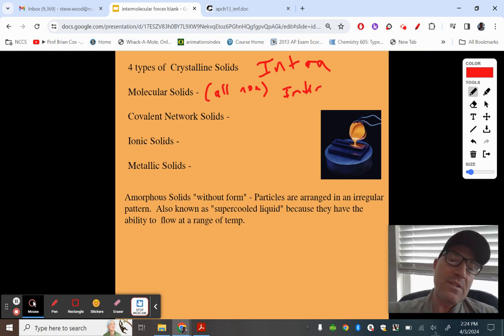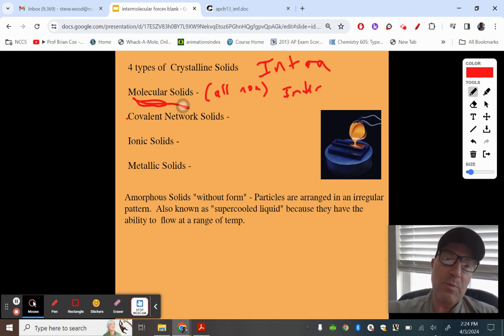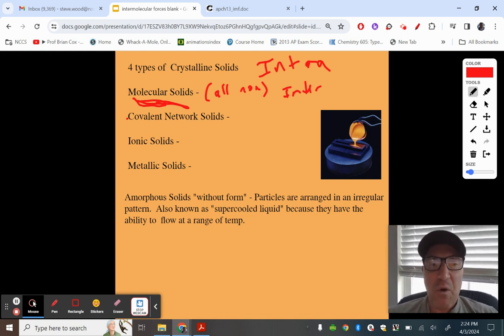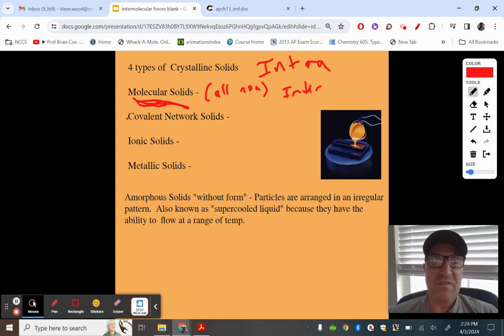And then these three solids, and usually these, this is super weak. So molecular solids are like butter, Crisco, things that smell. They don't tend to be super hard. Sugar is a molecular solid. It melts really low. So that kind of stuff.